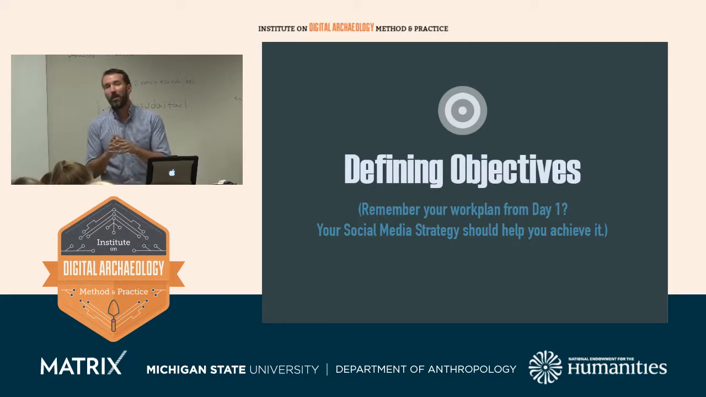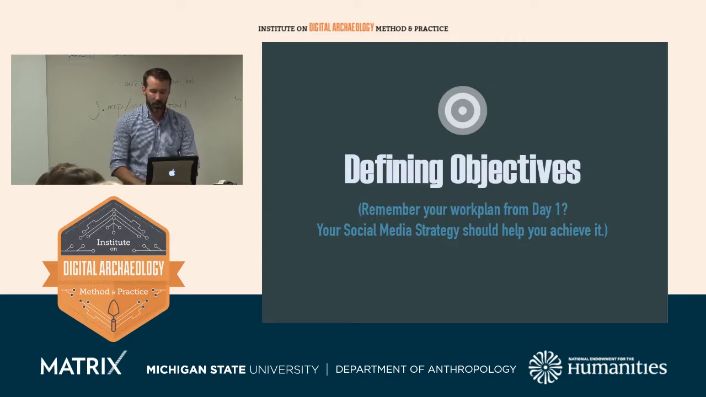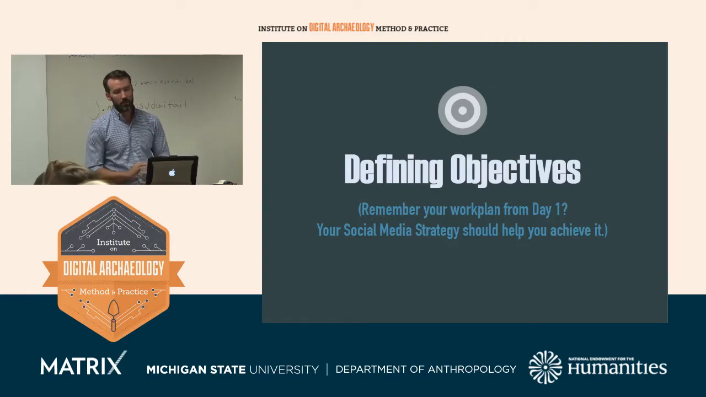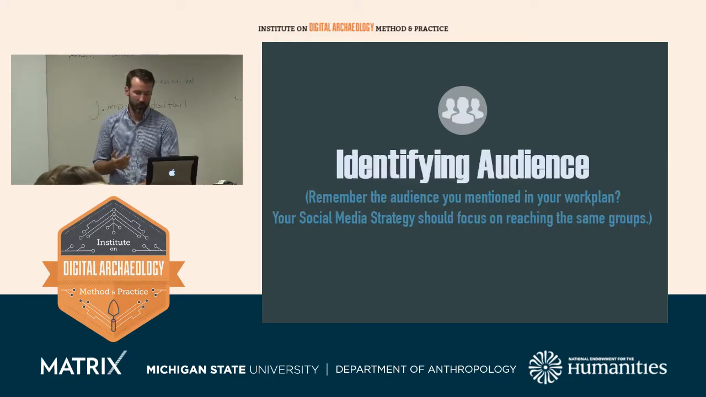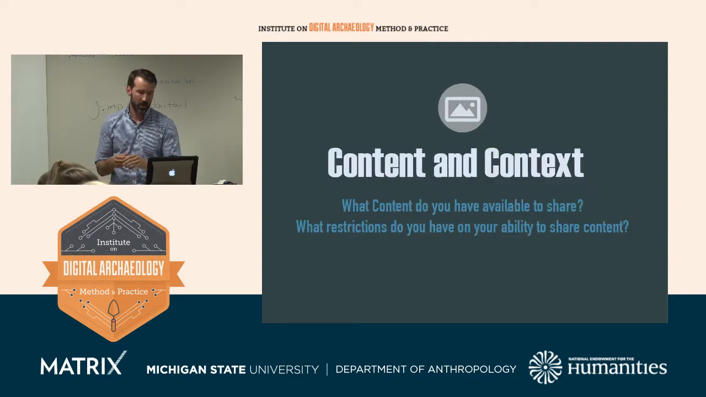So, objectives. Like I said, if you remember your work plan from day one, you should have some objectives already written down. For a lot of you, those have changed since day one. Your project took a turn to the left or the right, or it crashed and you went to the store and purchased a new plan. So you want to make sure that your objectives are well defined. Audience, again, same thing. You've already identified these people, so make sure that you're using them.